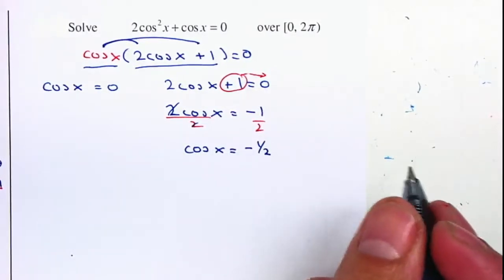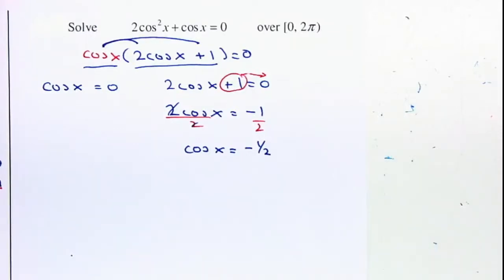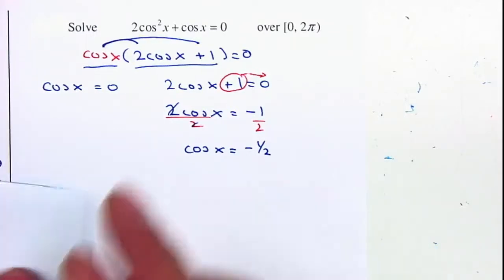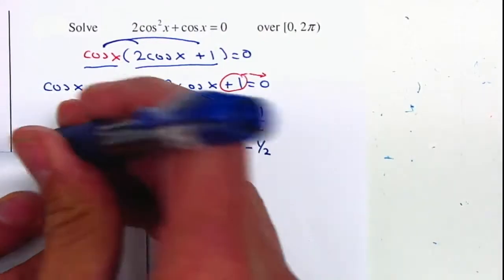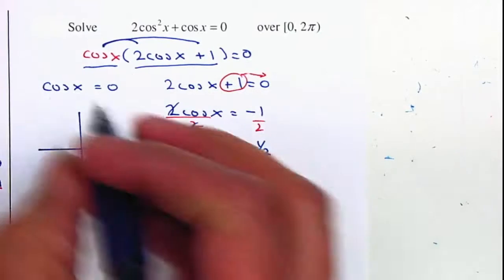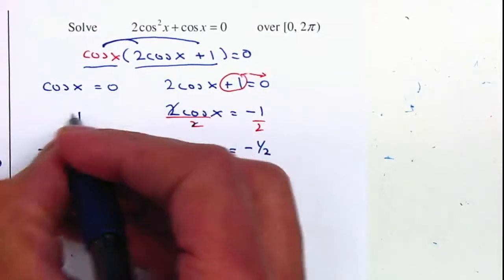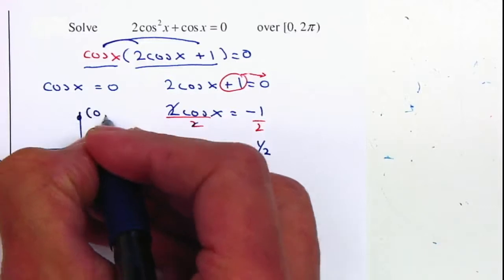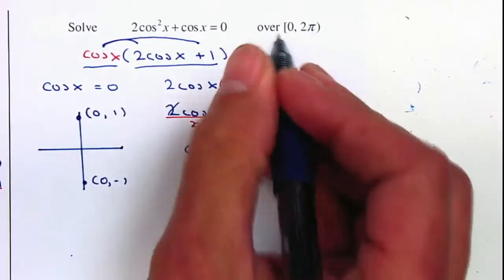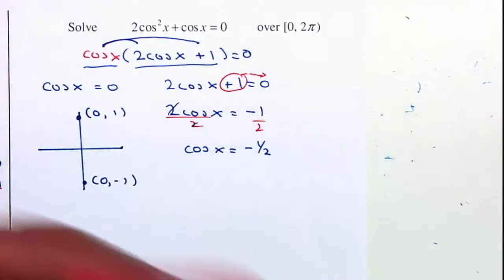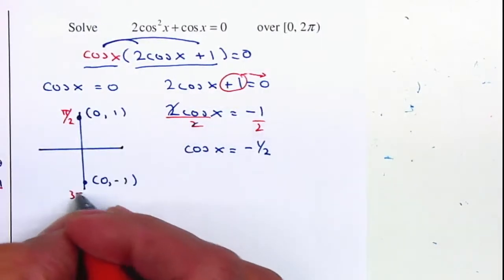Now I just need to evaluate each one. We're looking for an exact value in this case. First, I'm going to place my x and y axes for each one. Cosine is your x value, and we want it to be 0, so it will be at (0, 1) and (0, negative 1). We're looking for x in radians, so this will be pi over 2 and 3 pi over 2.